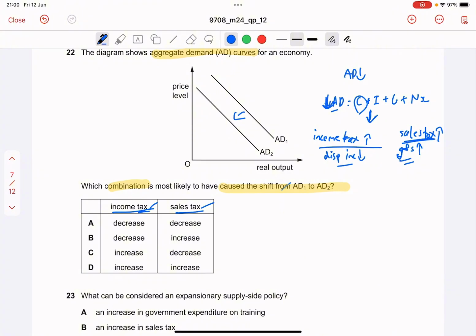So both an increase in income tax and sales tax will lead to a decrease in consumption, leading to a decrease of AD as a whole. So the combination we're looking for is an increase in income tax and an increase in sales tax. All right, let's look at income tax first. It can't be decreased. It has to increase. And now for sales tax, it has to increase. Increase is correct, but it cannot decrease. So option D fits both of the requirements, and that is the correct answer.